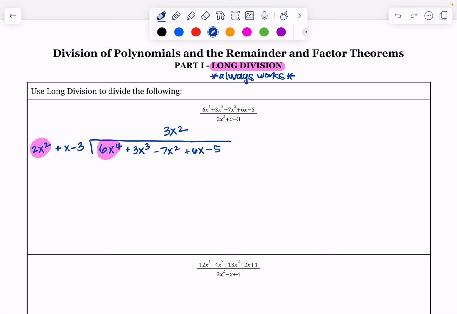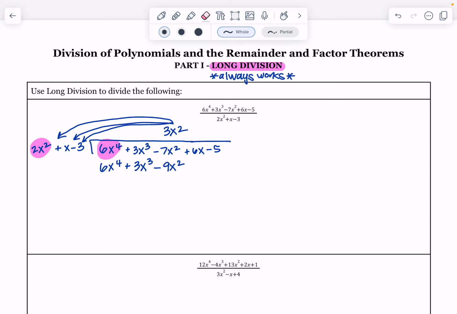All right, to get our next row for the division, I'm going to distribute 3x squared to all three parts of our divisor, and I'm going to get 6x to the fourth plus 3x cubed minus 9x squared. This method is so tedious, you have to be so careful. All right, I'm going to erase these arrows so we can stay organized. So just like in regular long division, we're going to subtract this whole thing.